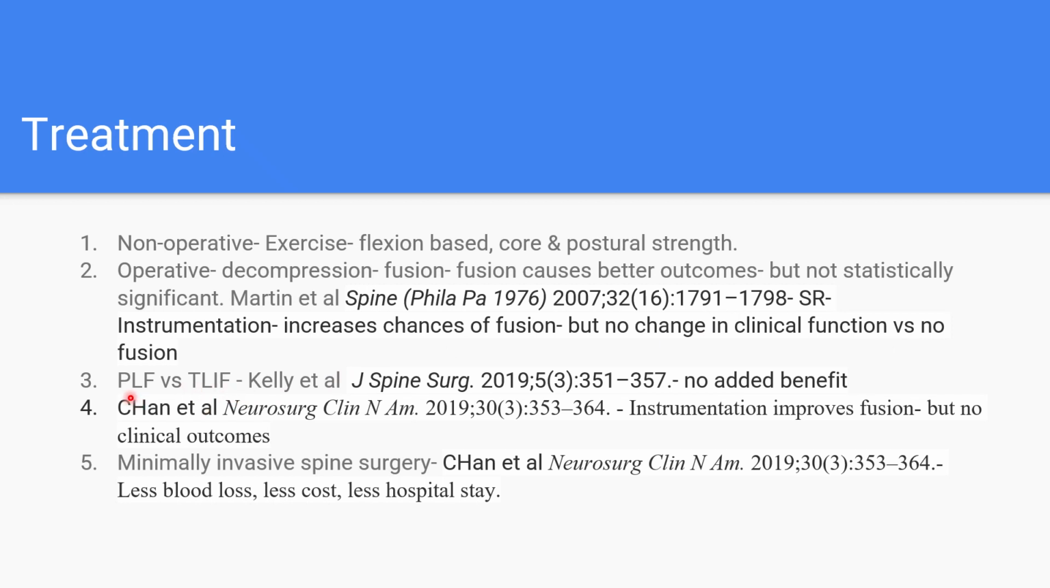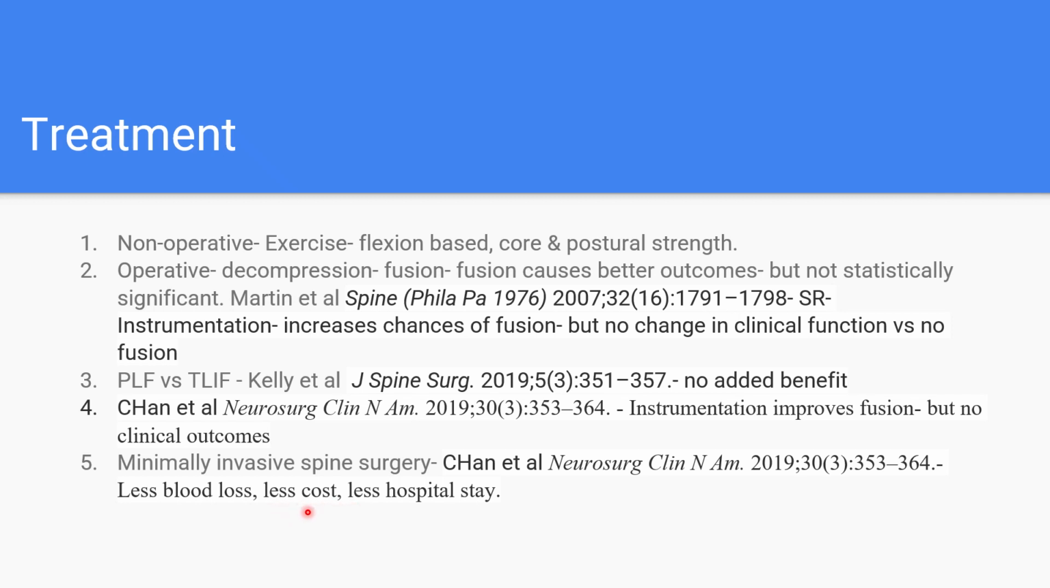In terms of the posterolateral fusion and transforaminal interbody fusion, Kelly et al. in the journal in 2019 has mentioned that there is no added benefit. So Chan did a study in which he found out that instrumentation improves fusion. However, the clinical outcomes are not too different if it is instrumented or not instrumented. Minimally invasive spine surgery, in the same paper, Chan et al. has mentioned that it causes less blood loss, and less is the cost.